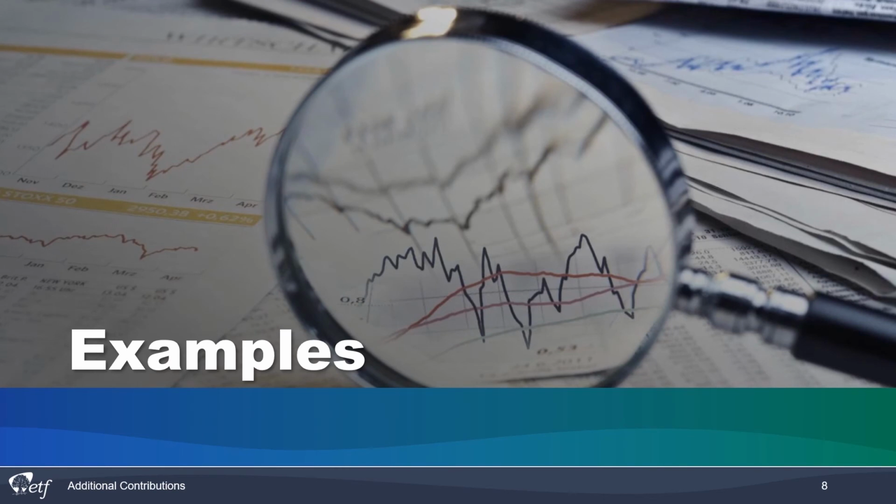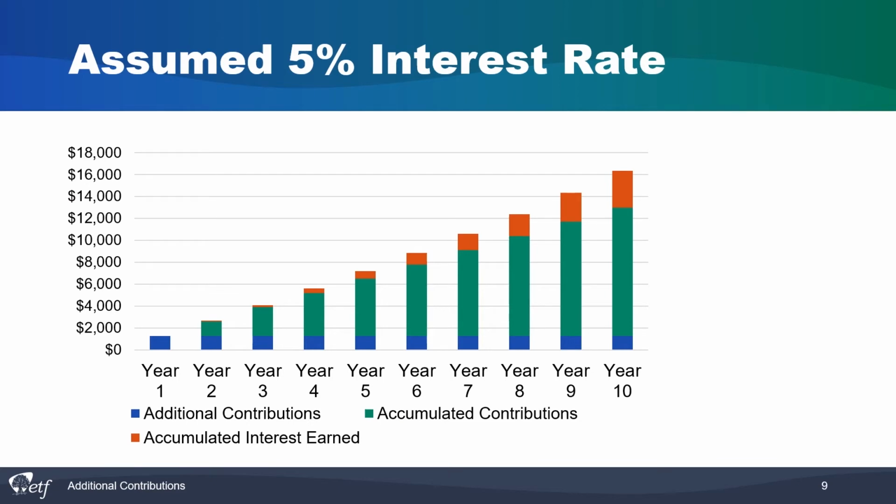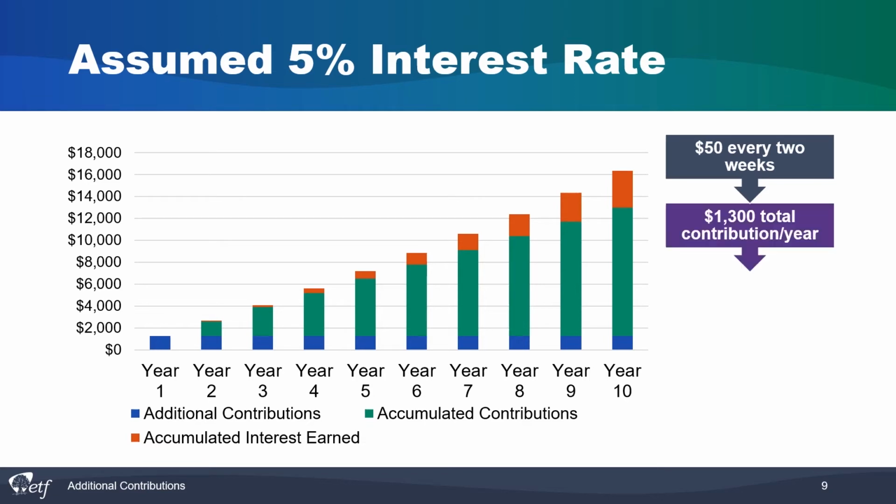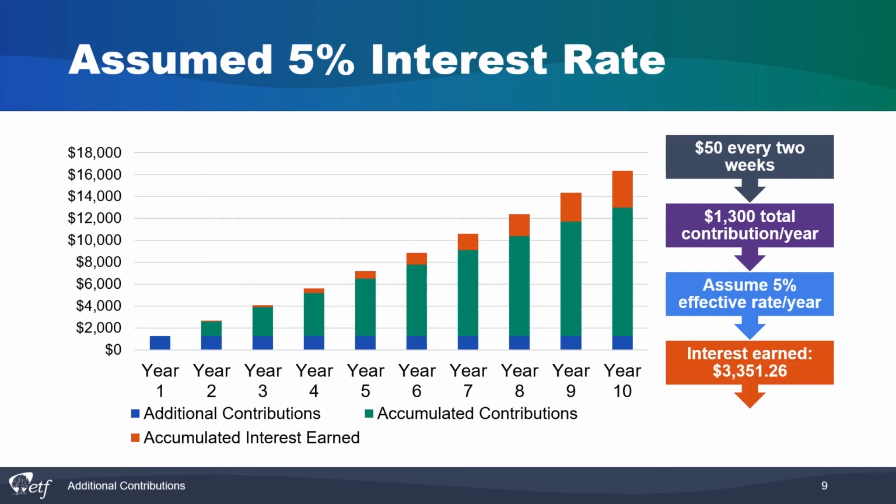Now let's look at some examples of investment returns for additional contributions. For this hypothetical example, we're showing what an account would look like if a member deposited $50 per pay period, or $1,300 a year, each year for 10 years, and it was credited with 5% interest each year. In that 10-year span, the member would have deposited $13,000, which would be tax-free, and the account would have gained $3,351 in interest, which would be the taxable portion. This leaves a total balance of $16,531, a pretty nice chunk of money.